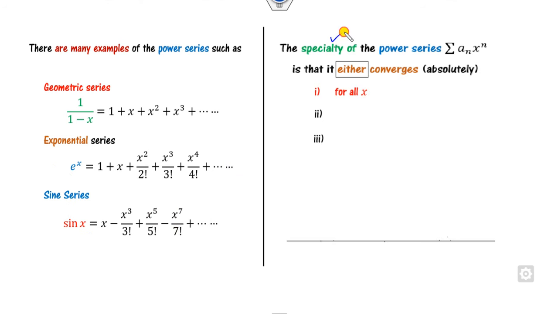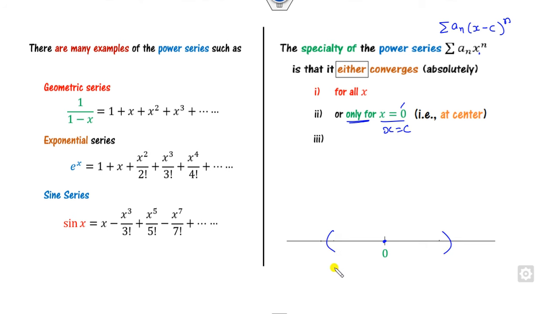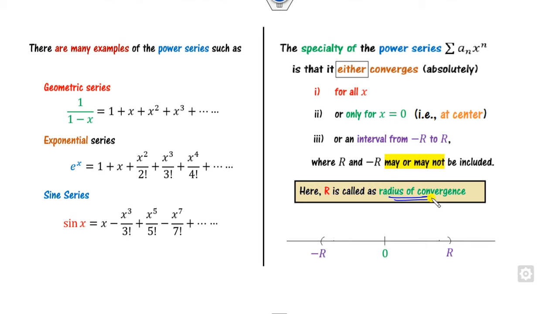The major advantage, or the speciality, of this power series is that it converges absolutely either for all values of x, for example here, or it converges only at the center. In this case, the center is 0. Otherwise, if you consider the power series x minus c raised to power n, then it converges at the point c, which is a single point. Or otherwise, we can find some interval, say minus r to plus r. This r is called the radius of convergence. Or it may happen that at the end points, the series may or may not be convergent. We will see this in this lecture too.